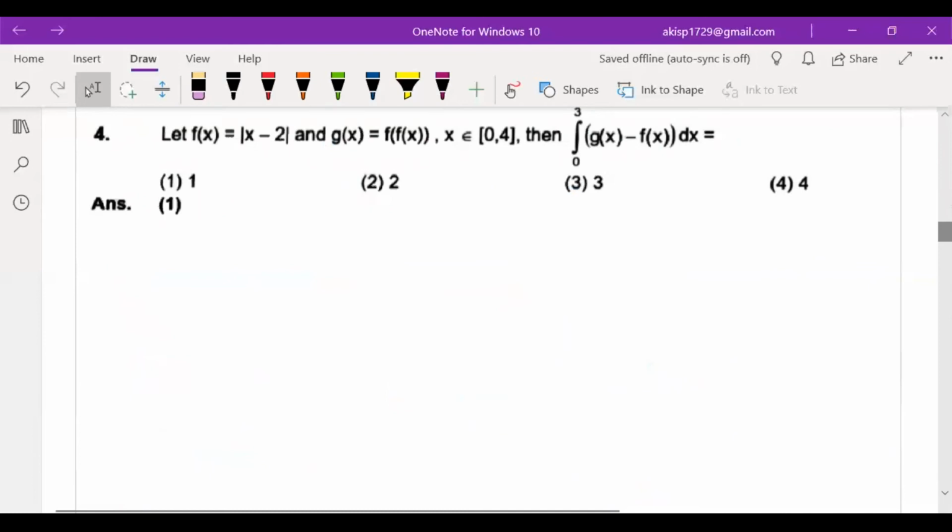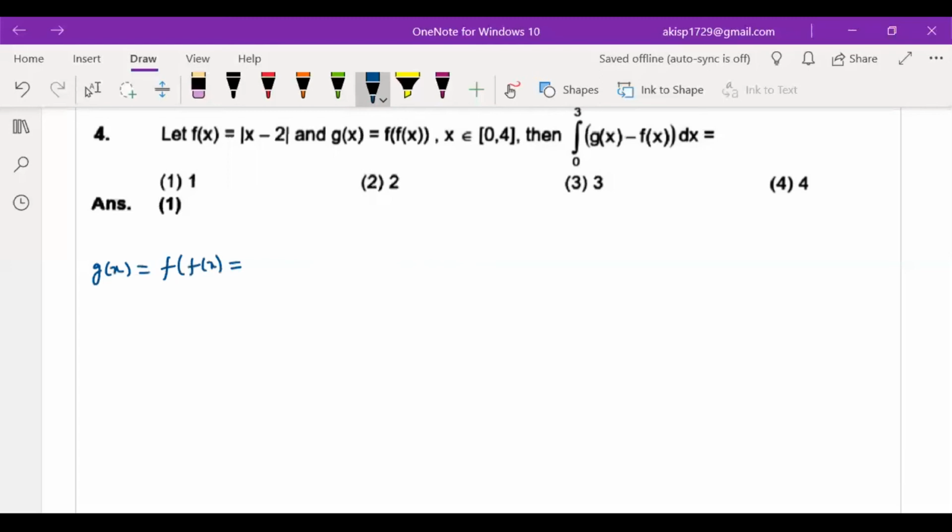Coming on to the fourth question, we have f(x) given to us as mod x minus 2, and we want to find what is g of x. g of x is given to us as f of f(x). So let me drop this off. So g of x here is given to me as f of f(x). So we want to find what is g(x). So we need f of f(x).